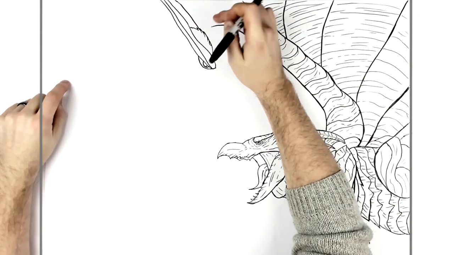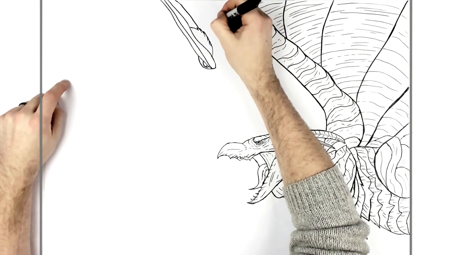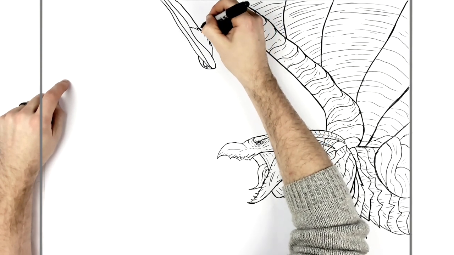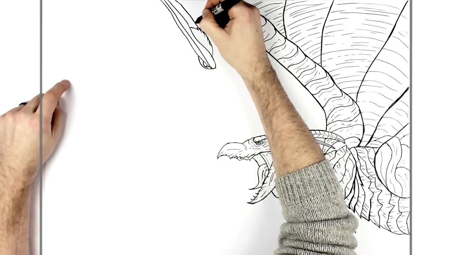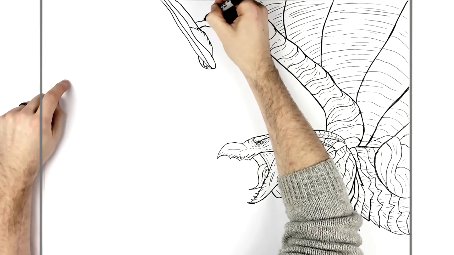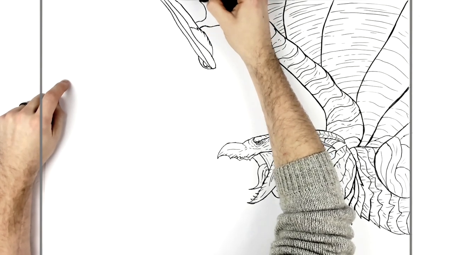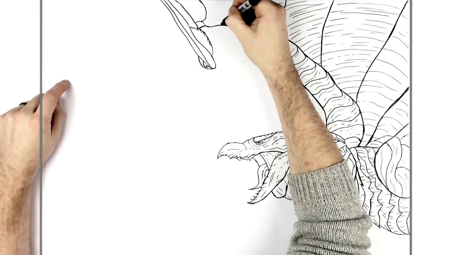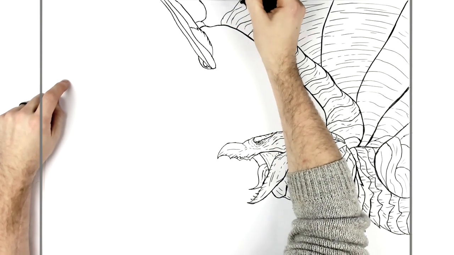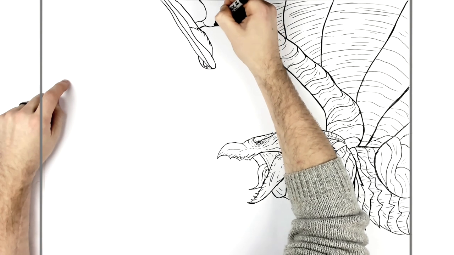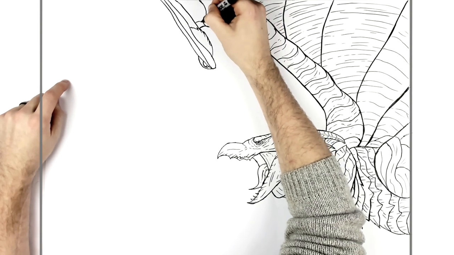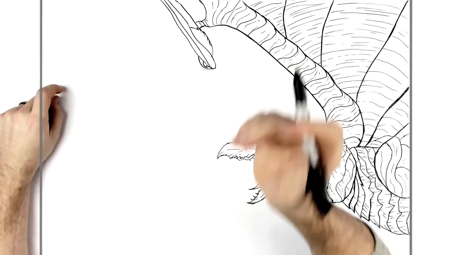So that's where Rodan's hand finishes. We'll just bring it like his thumb just in there, and then it comes around like that. And you can have more texture and stuff on his hand there, if you want.